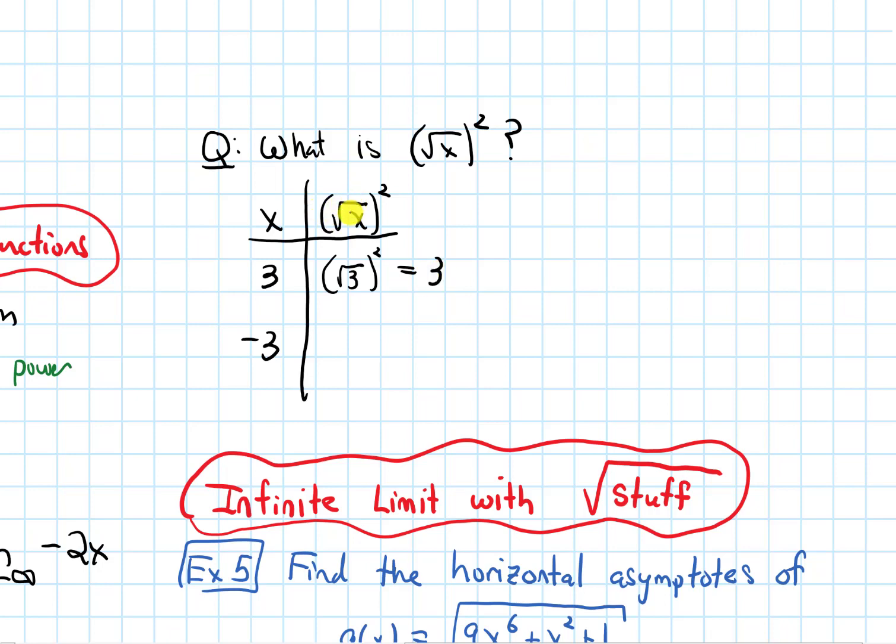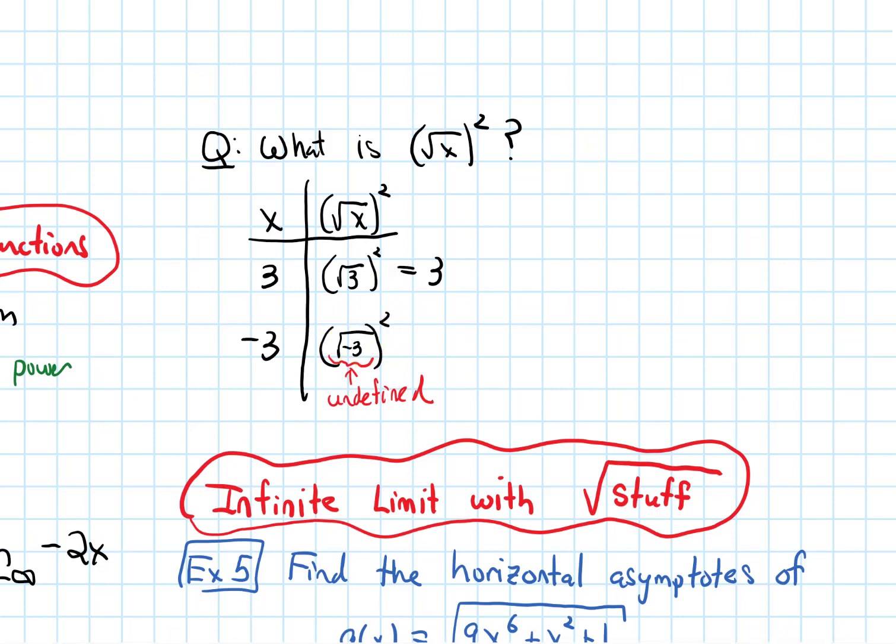If I plug negative 3 into this, we're going to get root negative 3, squared. But root negative 3, I have to work inside out, order of operations. This is undefined, which means that's what I get if I plug negative 3 into this. I am not allowed to do anything to that root negative 3. If any part of my expression is undefined, the whole thing is undefined.